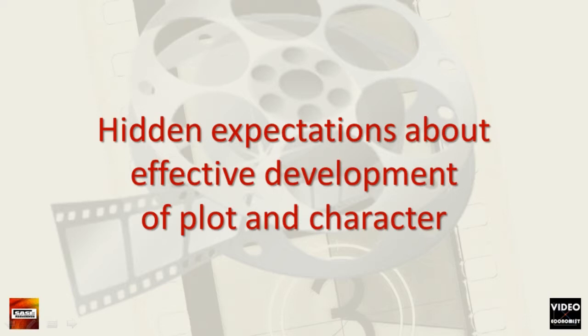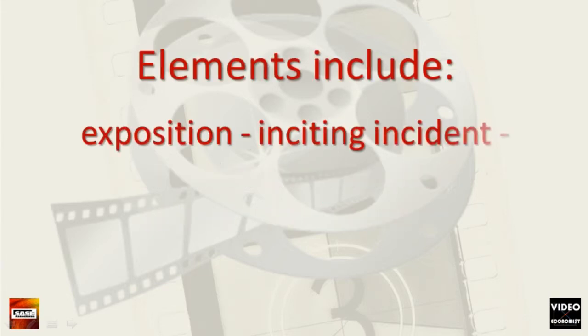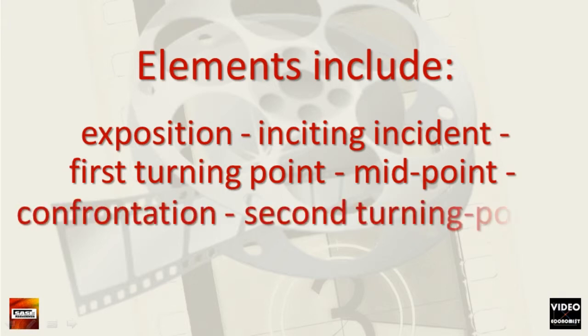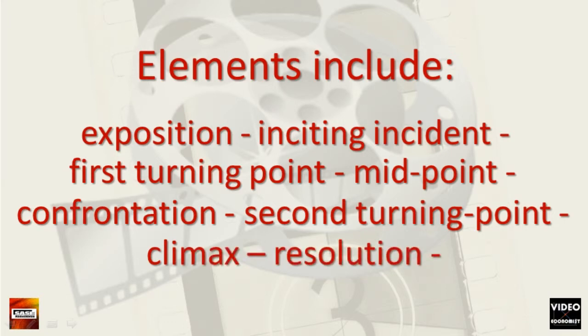For example, the same basic story elements are found in the children's book The Little Engine That Could by Watty Piper, as well as in the films Citizen Kane by Orson Welles and Django Unchained by Quentin Tarantino. These elements include exposition, inciting incident, first turning point, midpoint confrontation, second turning point, climax, resolution, and closure.